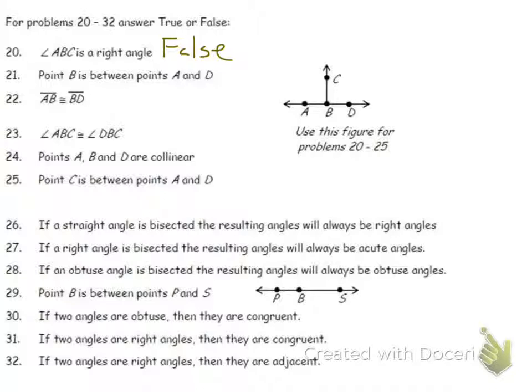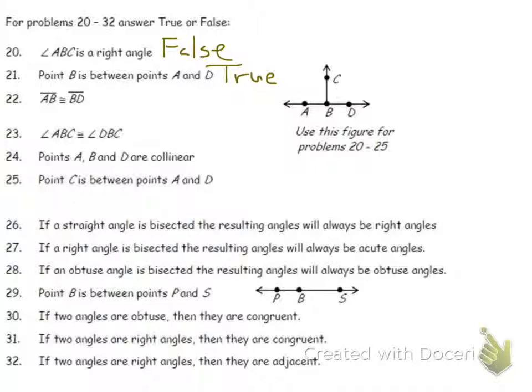For 21, B is between points A and D. That we know. If we left point A and went to D, we'd pass B along the way, so that's true. Now 22 is just like 20. We don't know if AB and BD are congruent.